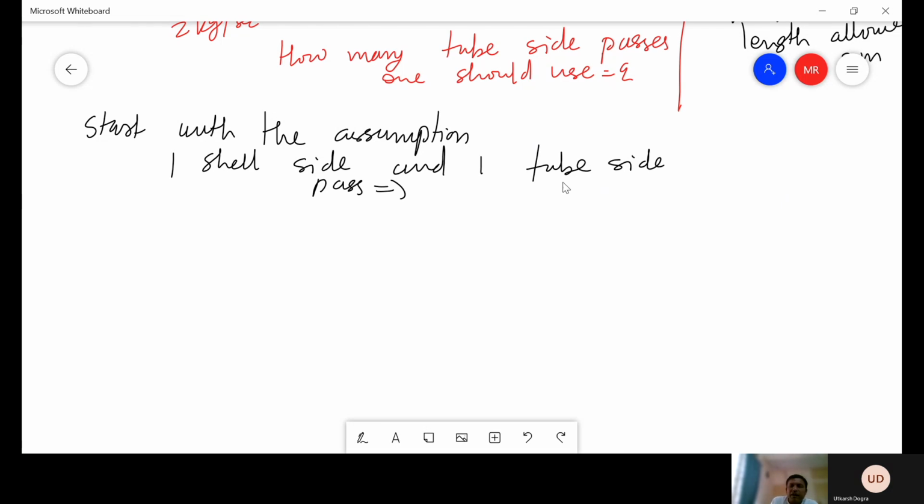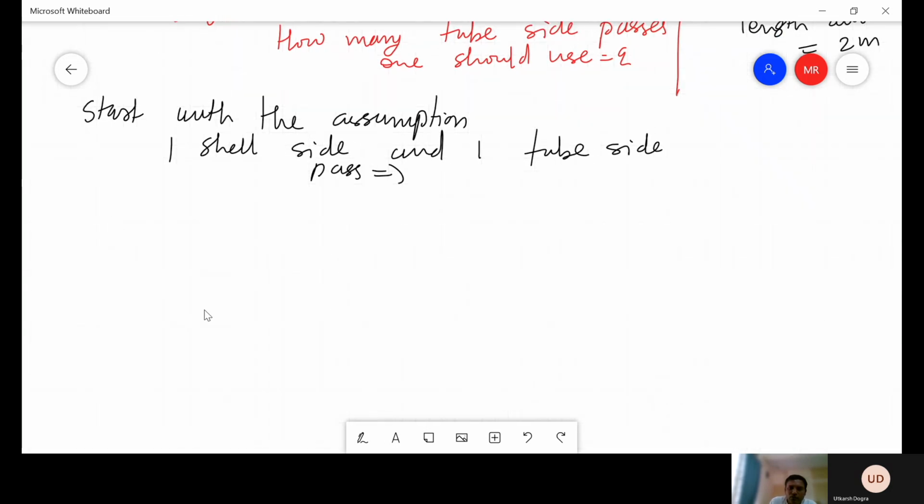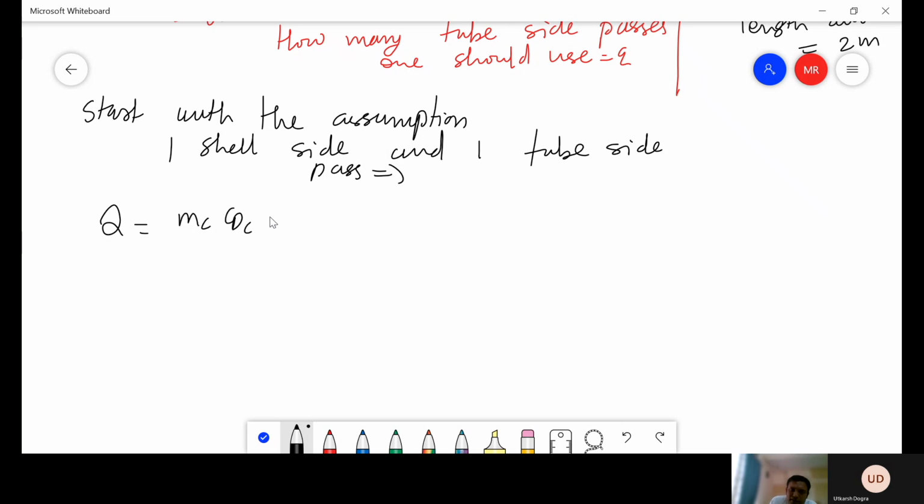Now first let's calculate Q. Q will be given by the amount of heat gained by the cold fluid, that is mc Cpc (Tco minus Tci), correct? And that should be equal to the heat released by the hot fluid, so mh Cph (Thi minus Tho), correct? Yes or no?